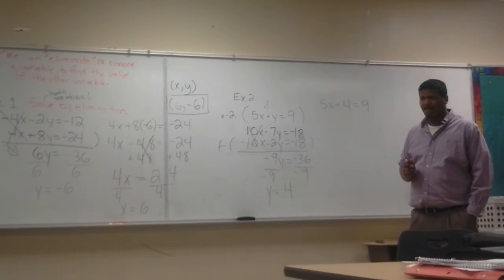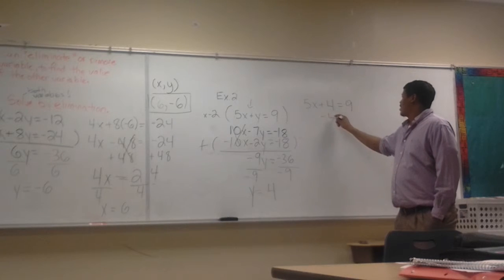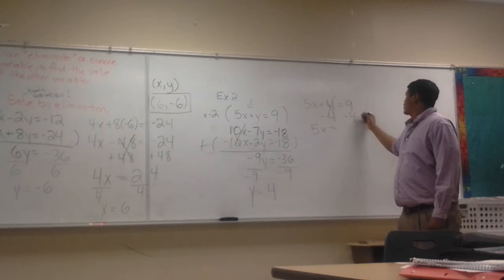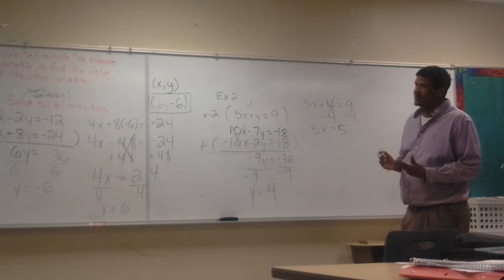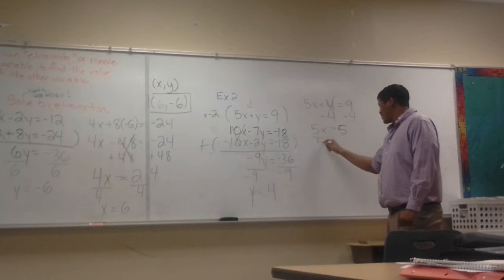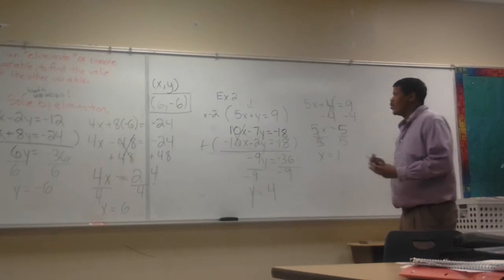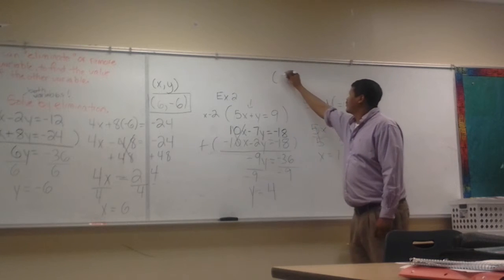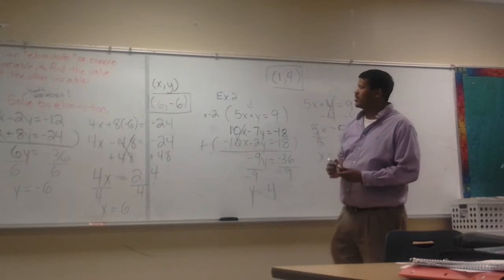5x plus 4 equals 9. What now? Subtract 4 from both sides. So now we have 5x equals positive 5. Divide will be the last step. Don't divide too early. Divide last. It's a very common mistake. X equals 1. If I'm writing my answer as a coordinate pair, x is 1, y is 4. That's a good answer there, and you can bet the farm on that.